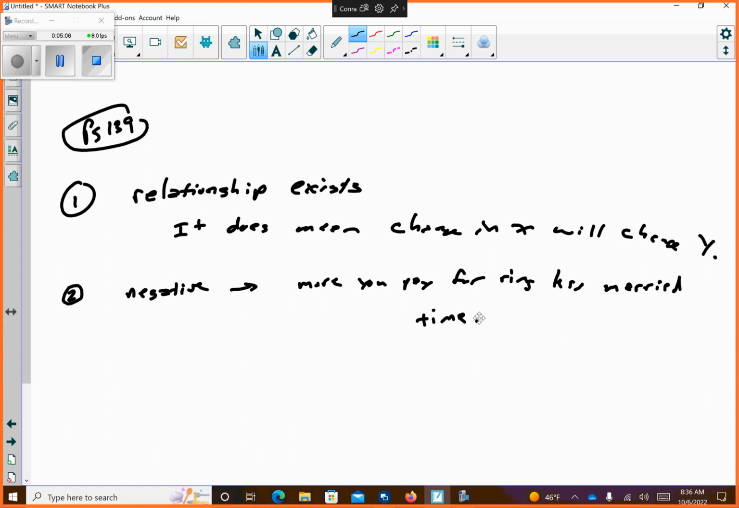Problem number 3, someone is on the verge of getting married and reads this article and decides that he'll increase his chances of a long marriage if he spends less on a ring. Explain why this logic is flawed.